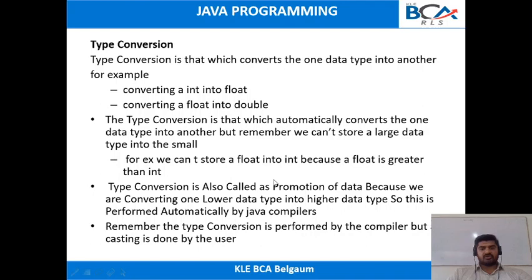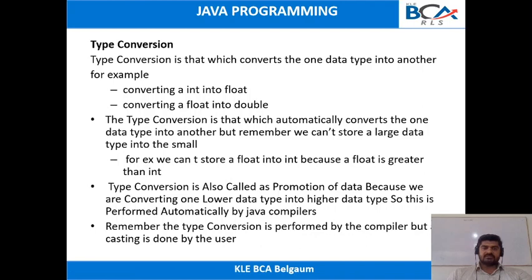So type conversion is also called the promotion of data, because we are converting a lower data type into a higher data type. You need to remember one thing when you are converting one data type into another: this is performed by the compiler. So type conversion is nothing but conversion of one data type into another. Here we are converting a smaller data type value to a larger data type value, for example int to float, float to double.